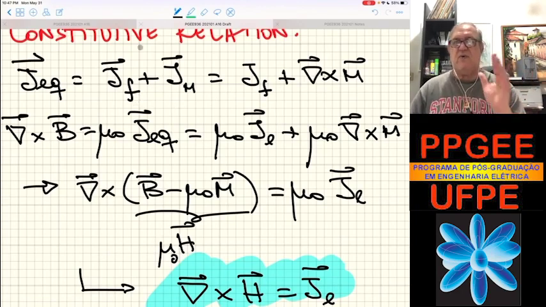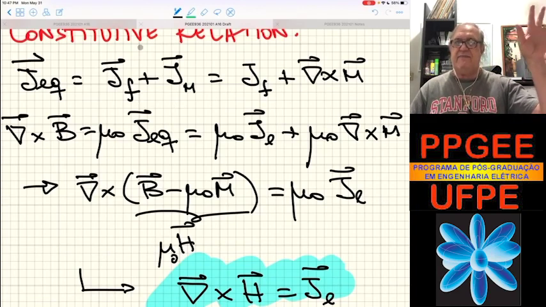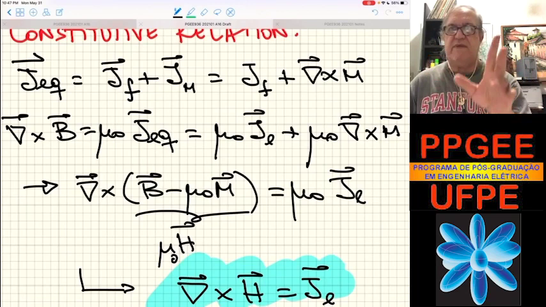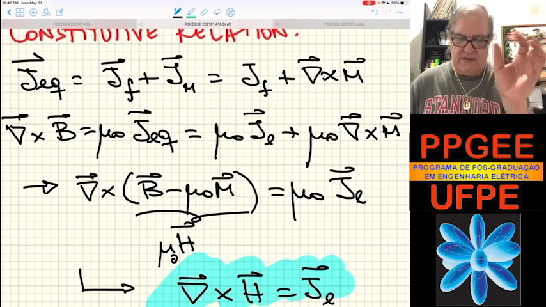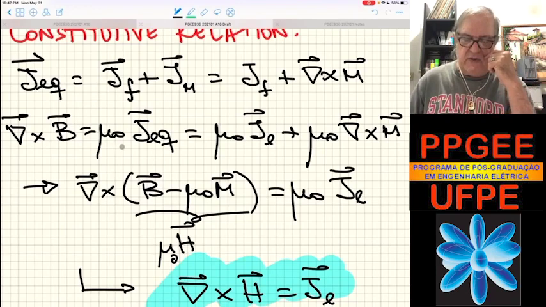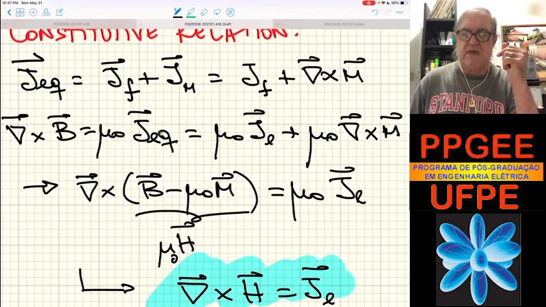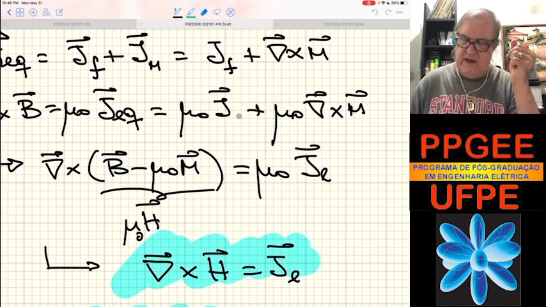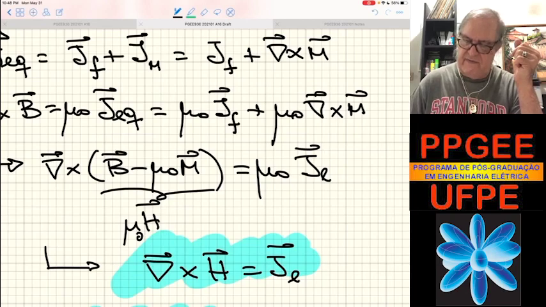Maxwell's equations, we go back to the original field, which is the B field. The H field was defined temporarily, but let's forget the H field now. Now we only have one field, which is the B field. The B field takes into account all the types of currents around. So it means that curl of B equals mu0 times the total current density, which is J equivalent, and which is going to be broken in two components: the free current JF plus the magnetization current, curl of M.